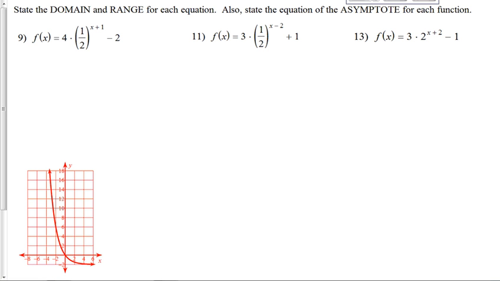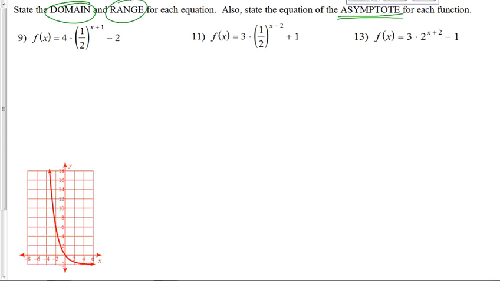So let's go to some of the significant features of these. The significant features we're going to talk about in this movie are the domain and range, and also the asymptote. I included the graph for number 9 so that you can see us doing this problem too. And then we're going to talk about domain and range.